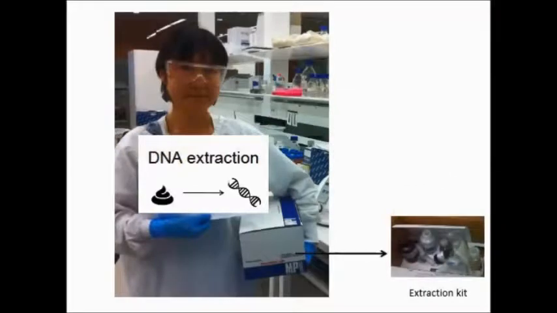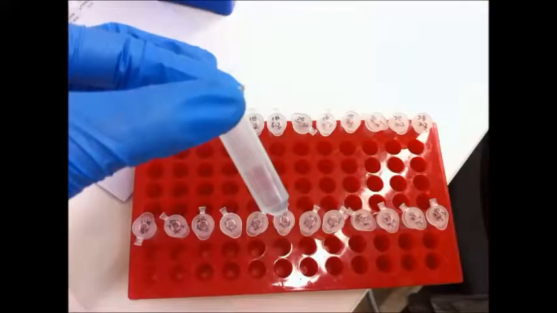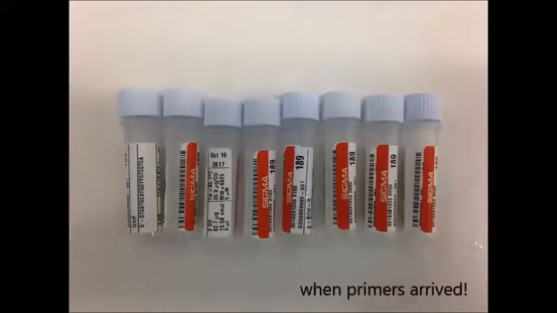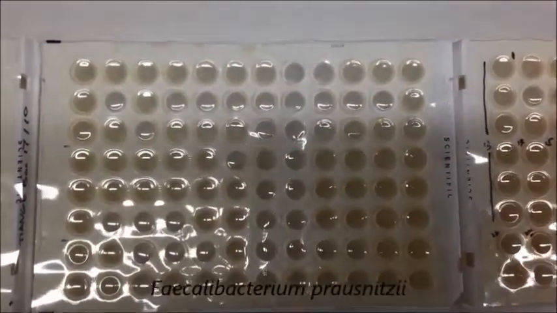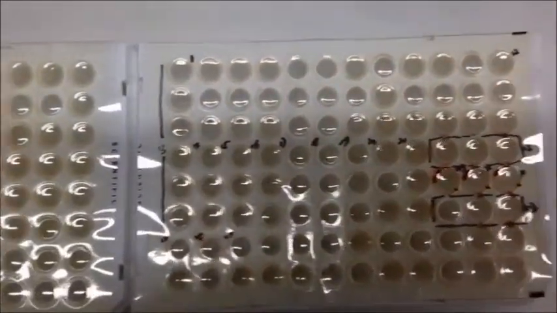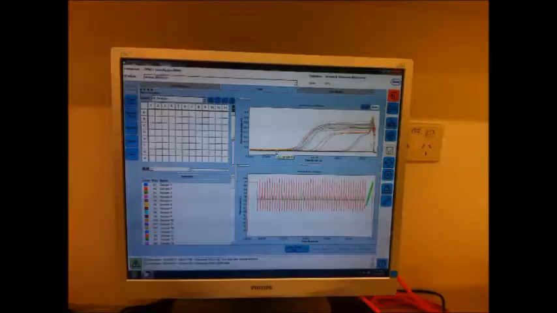To study the gut microbes, first I need to do DNA extraction. I used a homogenizer to break off the cells and release DNA. I then added binding matrix to attach DNA. After several washes, I eluted the fecal bacteria DNA. When the primers arrived, I did qPCR on the specific 16S gene on Bacteroides and Faecalibacterium prausnitzii, and also the universal gene on all bacteria as a reference. I then used the delta Ct value to measure the relative abundance of Bacteroides and Faecalibacterium prausnitzii.